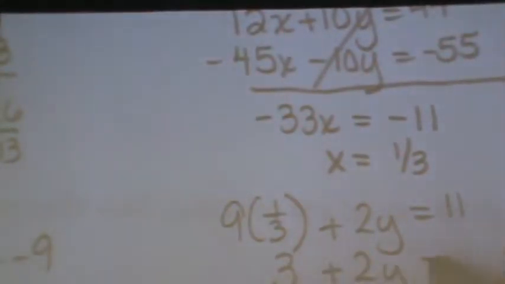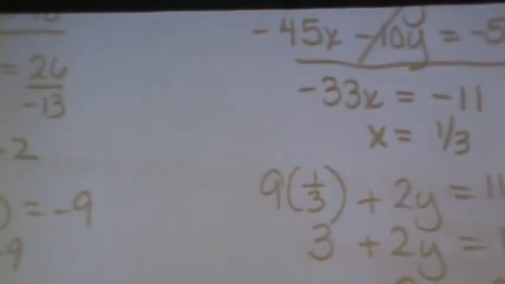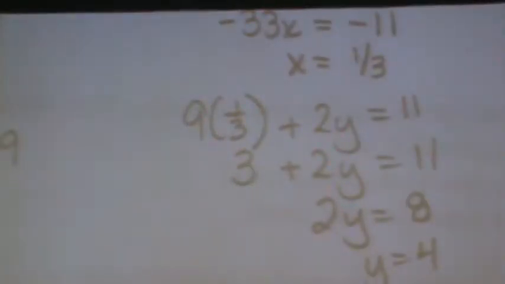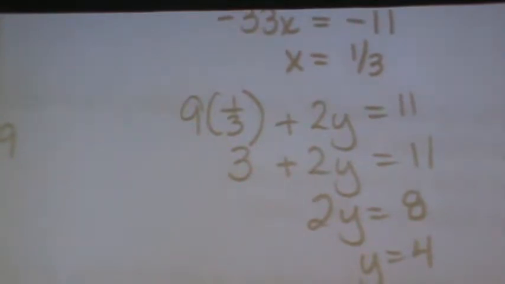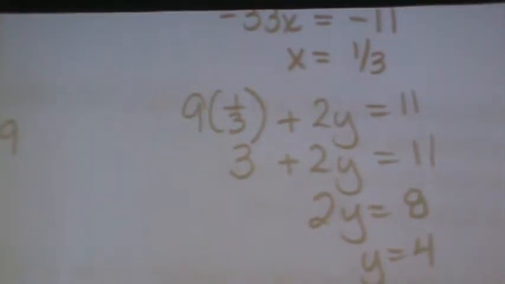Subtract 3 from 11, you get 8, and divide by 2. So the answer is (1/3, 4), and again, these are intersecting lines. These are independent lines, and the system again is consistent.